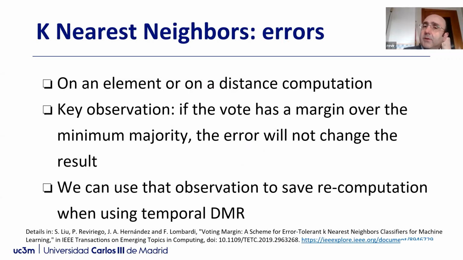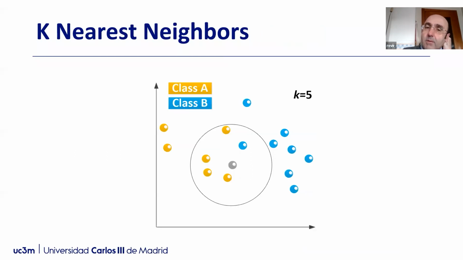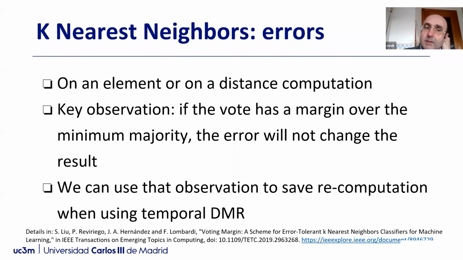A key observation here is that in a vote, if we have 5 neighbors and we make a mistake in computing one of them, it doesn't really matter because it would not affect the decision. We call that a voting margin. When we have a vote among k nearest neighbors and there is a majority such that one error will not change the result, then we can live with that, and we don't need to recompute everything. We just need to make sure that we have that margin, and then that's fine.